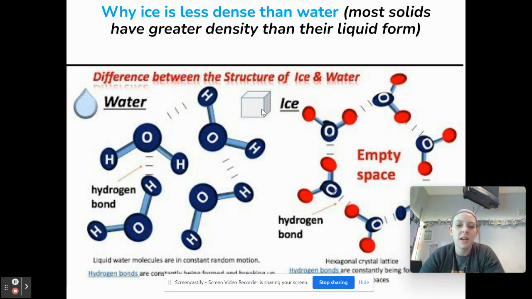When water forms ice, those hydrogen bonds form and are being held in place. And when that's being formed, that empty space occurs. And that empty space makes the object less dense, which is why ice floats when we would typically expect the solid to sink.